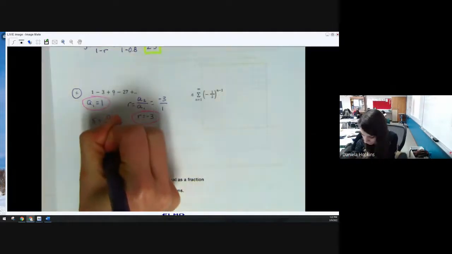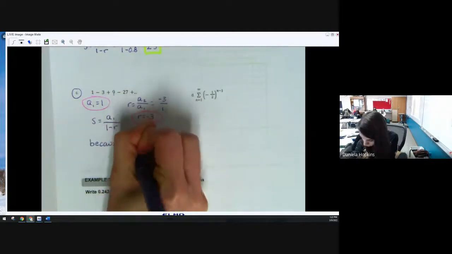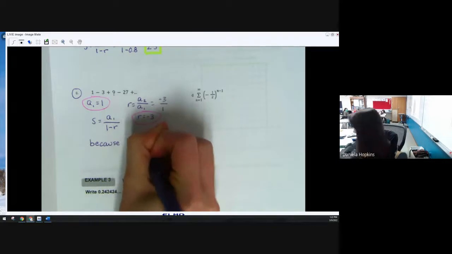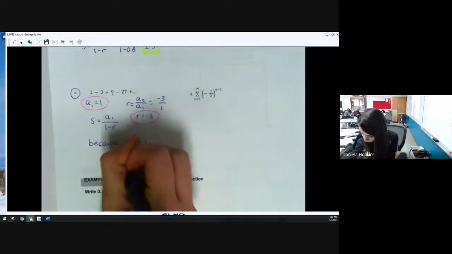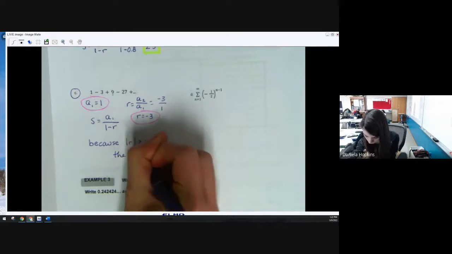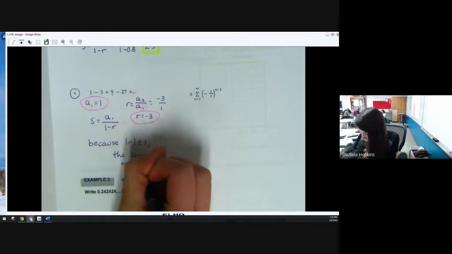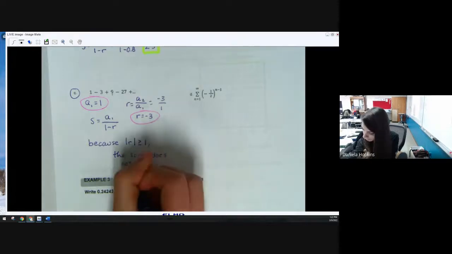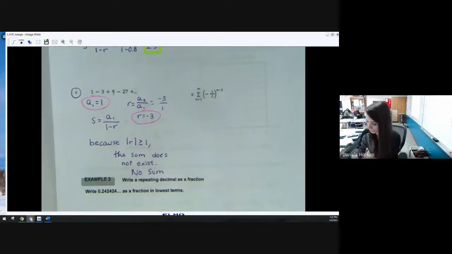Right, so we can say, and you don't have to put this in Go Formative, but for our notes, because the absolute value of R is greater than or equal to 1, it is also, if it's equal to 1, you can't do this. The sum does not exist. So do we just know, how do we put that? Yes, so in Go Formative, no sum.